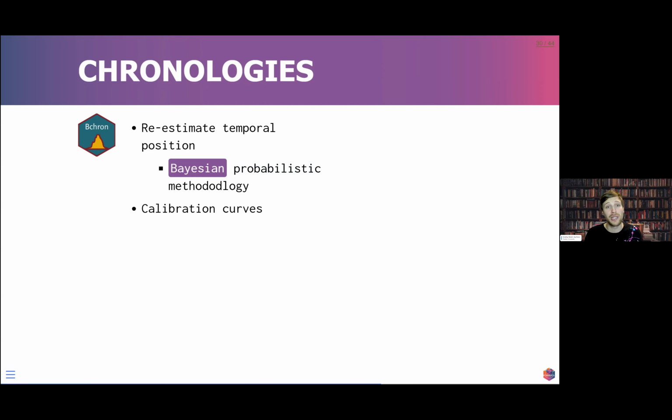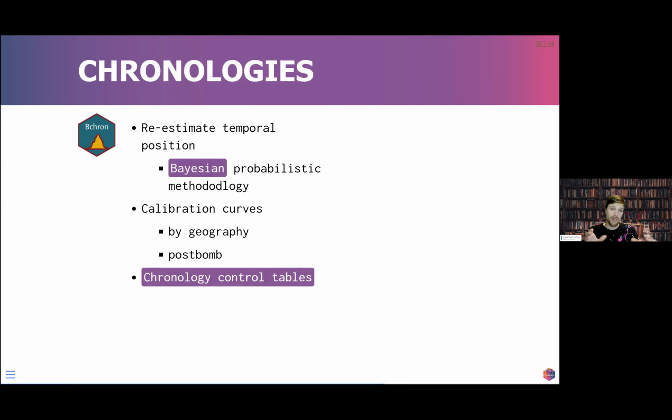The workflow will automatically add the newest calibration curve. This is needed if you use radiocarbon dates for the dating, which need to be calibrated. The curves are automatically assigned by geography of the core. And if needed, the post-bomb calibration curve will also be used. The main thing which is actually happening there is that there are something called chronology control tables, which is actually the table having all this information about the radiocarbon dates and other types of data used for this re-estimation.